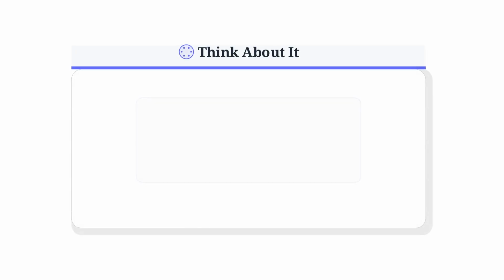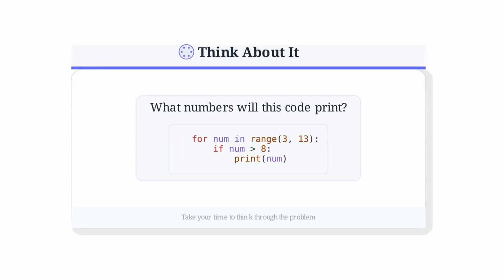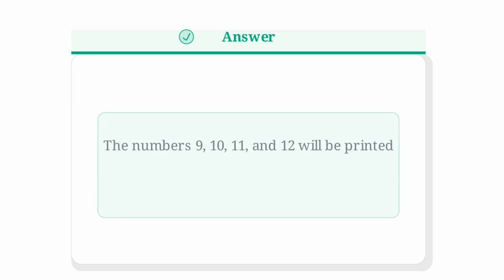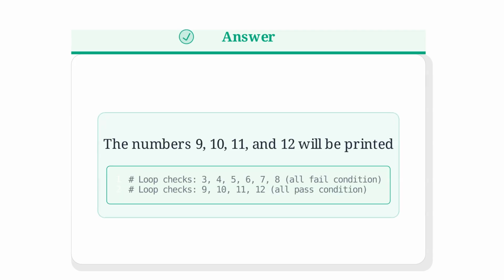Time to test your new smart loop skills. Look at this code and think carefully. The range goes from 3 to 12, but we only print numbers greater than 8. Take a moment to trace through this. Perfect. The numbers 9, 10, 11, and 12 will be printed. Even though our loop visited numbers 3 through 12, only those greater than 8 passed our smart filter. You're getting the hang of this selective thinking.